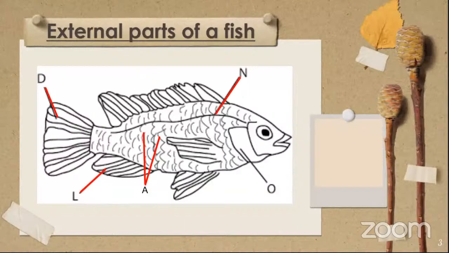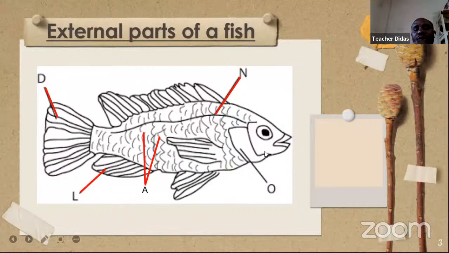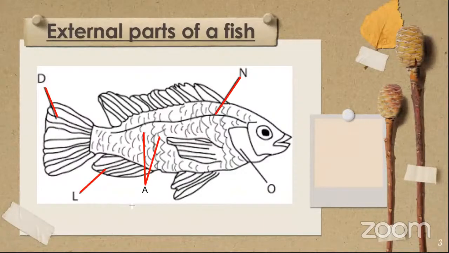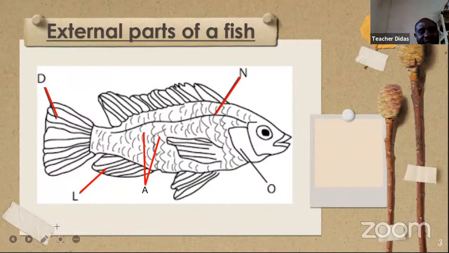Mugalu Matthew. Yes, please, teacher. Tell me which part you want me to add. The wing. Matthew is telling me, teacher, there is the wing.